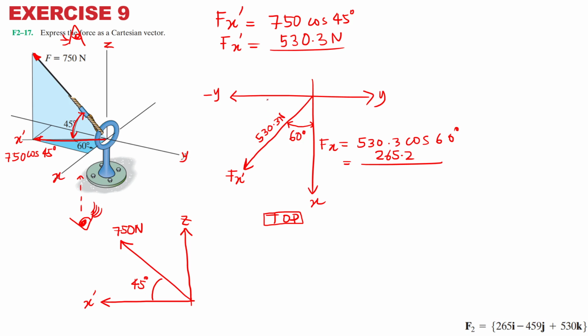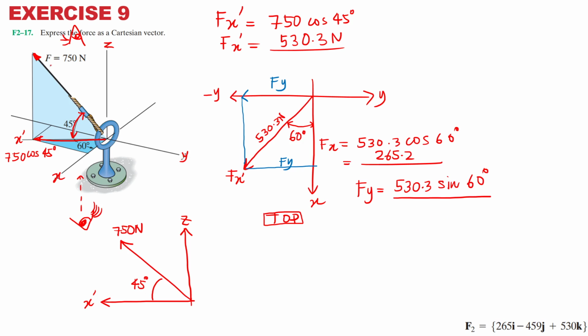How about Fy? Fy you can deduce from this one. This is your Fy, which is equivalent in length to this one. So this is the same length as your Fy. What is the value of Fy? Fy is equivalent to 530.3 sine 60 degrees.